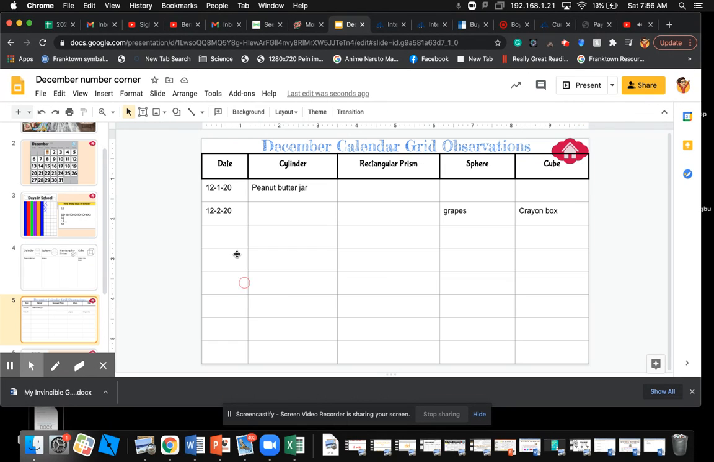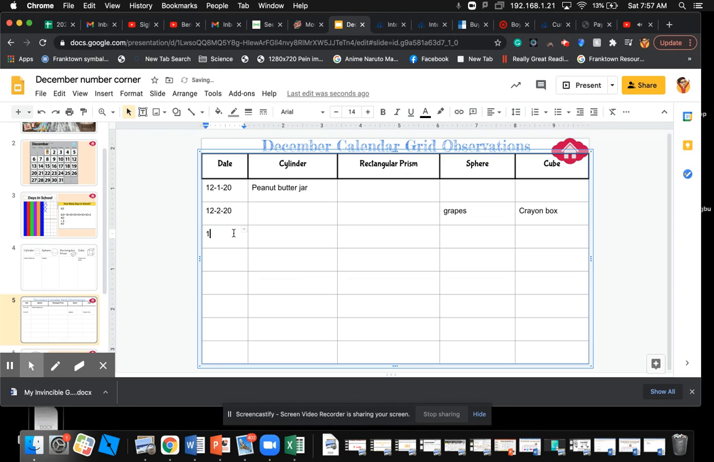And let's go here and plug that in for today. Today is 12-3- well, it's not 3. Did I forget to do this yesterday? Let's go ahead and fill that in. Sometimes Mrs. A makes mistakes, right? So the first we had a peanut butter jar. The second we had a crayon box. The third, oh, Mrs. A, that should be down here.